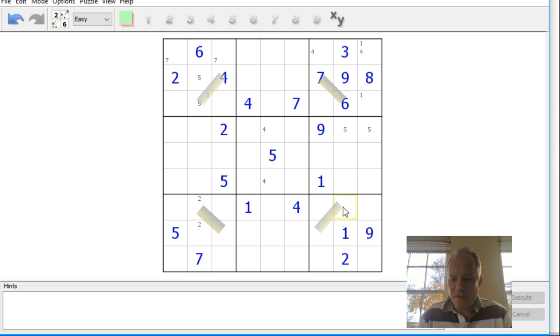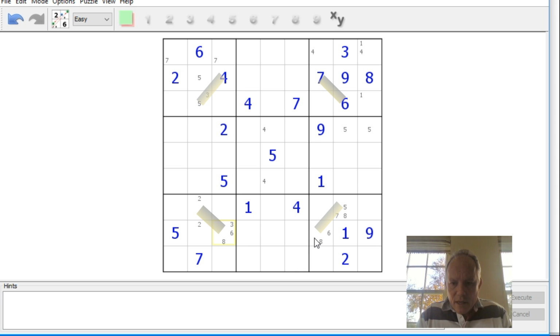3, 6, 9, 1, 2. This is 5, 7, or 8. Let's see if we can get anything out of this. It has to be within one of those, and it can't be 9 or 7. And it can't be 5, because that wouldn't work. So it has to be 6 or 8. 4, 2, 5, 1, 9, 7.